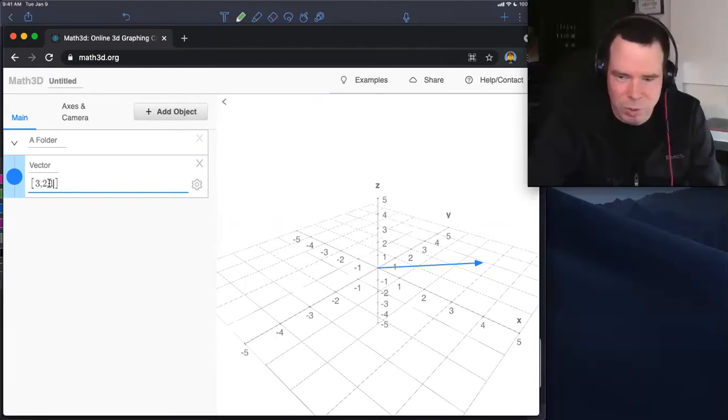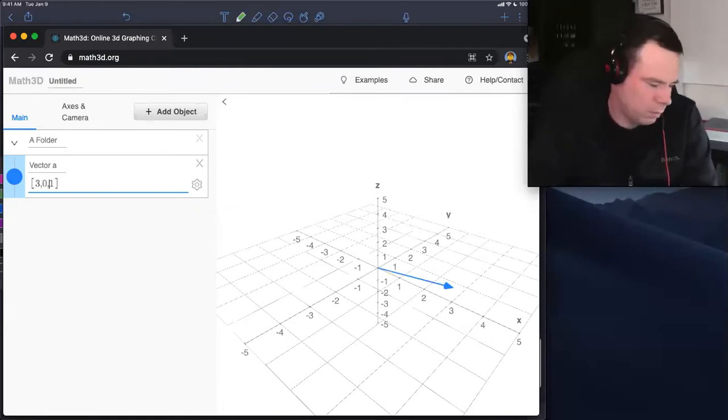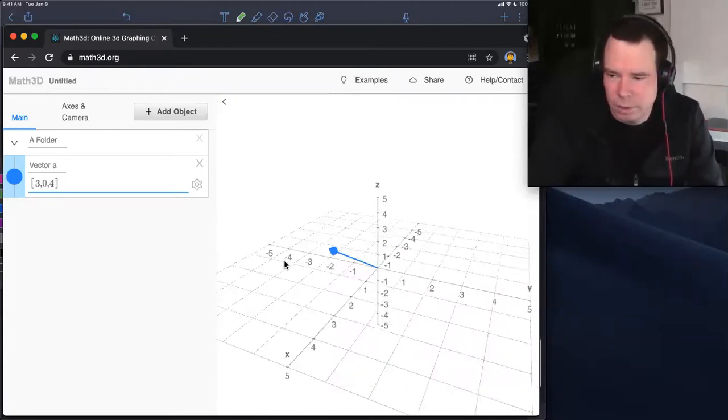It's just 3, 2, 1, and so we can go ahead and change these numbers. And I can also change the name that's given here. So maybe I'll call this vector A, just so that when I refer back to it, I know which one it was. The vector A is 3, 0, 4. And there it's plotted, vector A.